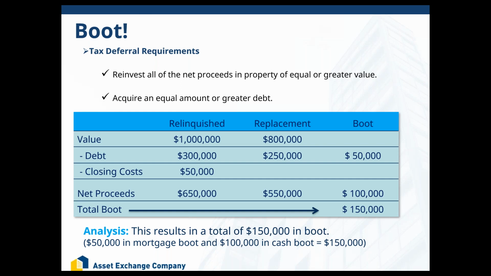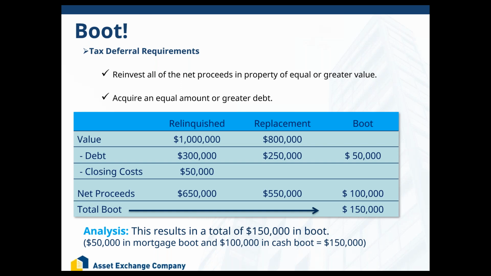Now, they still need another $250,000 to help them buy that property for $800,000. So what do they do in that case? Well, they go out and get a mortgage for $250,000. But by only getting a loan of $250,000, they actually go down in debt by $50,000. They're going to be subject to taxes on that amount as well, that $50,000. That's referred to as mortgage boot. So there's two types of boot: mortgage boot and cash boot. Again, doesn't mean you can't do a 1031 exchange. It just means you're going to get a partial deferral instead of a full deferral.